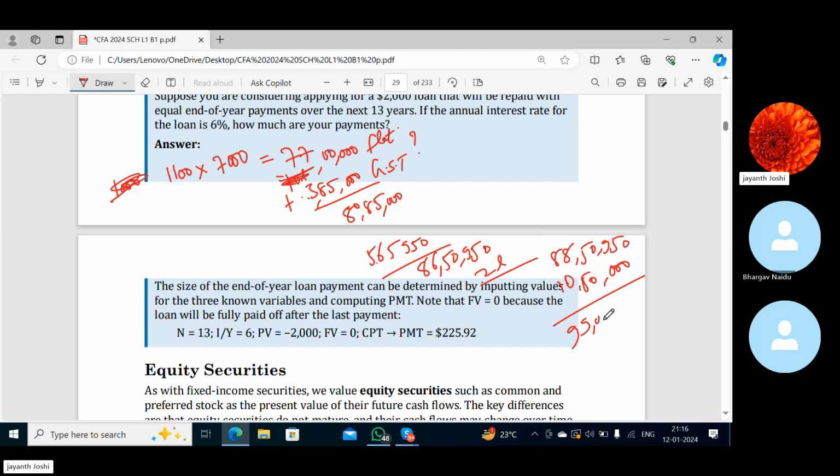99 lakhs 950. That is, if I convert into dollars today, if the dollar price is 1 dollar is 85 rupees, you have to spend 1,16,481 dollars to buy a 2 BHK apartment in Hyderabad in a gated society. Is it a small amount? No, it's a very big amount. And then you have to pay maintenance for the entire lifetime.